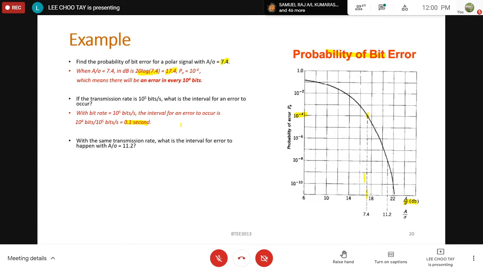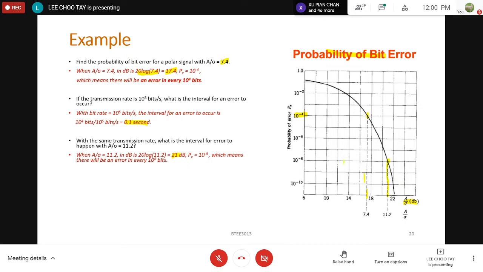All right, and then with the same transmission rate, what is the interval for error to happen with A over sigma equal to 11.2? Again for 11.2, convert it to dB, then you get 21 dB. So 21 dB, if you again refer to your curve, 21 dB is here. All right, then you find the point where you intersect with the curve is here.